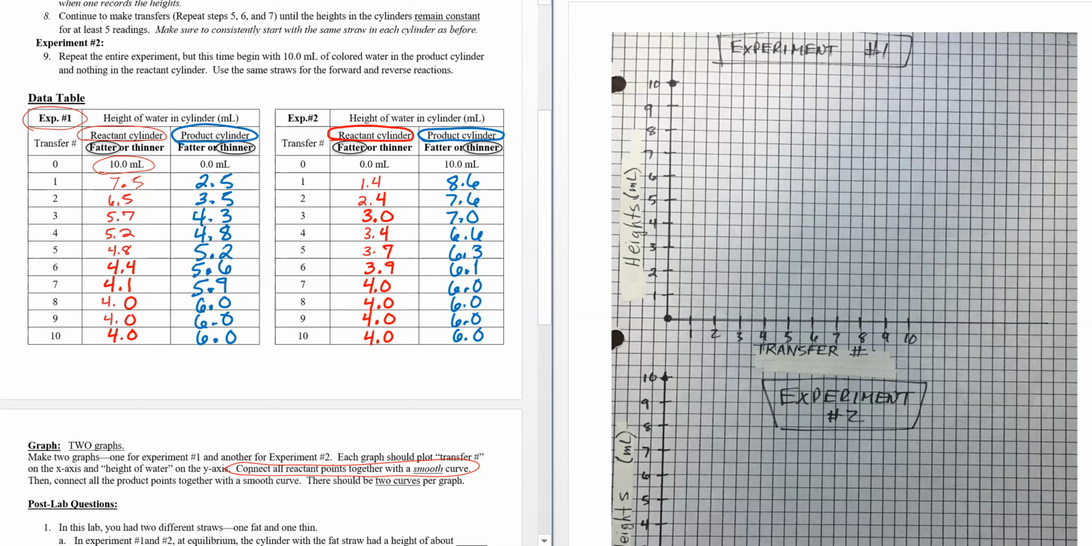So let's do that. What you want to do is start up here at 10 milliliters. For the first transfer really was at 0. You're at 10, right? So we're going to fill that in there. Then after transfer number 1, we were at 7.5. So transfer number 1, you want to be up at 7.5. So put a dot there. And then transfer 2, you're at 6.5. So put one in there. And then just keep going.